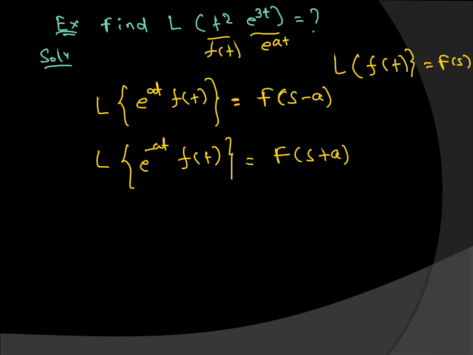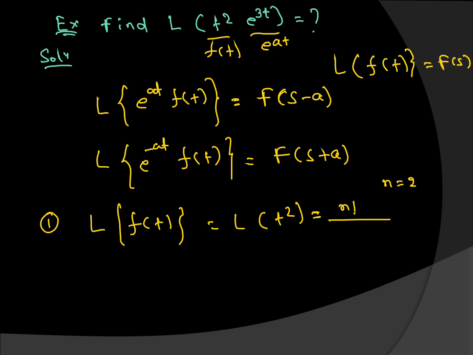So first, in step 1, we will calculate Laplace of f of t, Laplace of t square. Our formula is n factorial divided by s to the power n plus 1, where n is 2 here. So 2 factorial is 2, and s cube, we will get 2 by s cube.